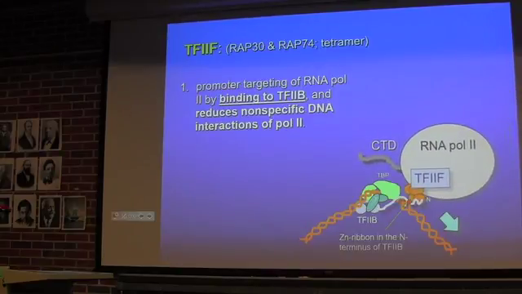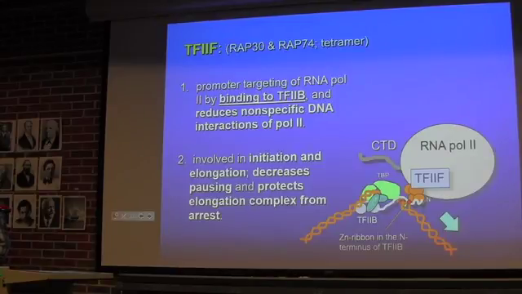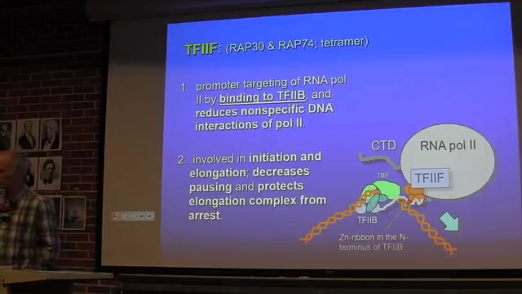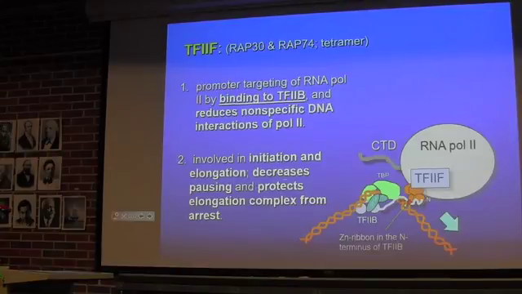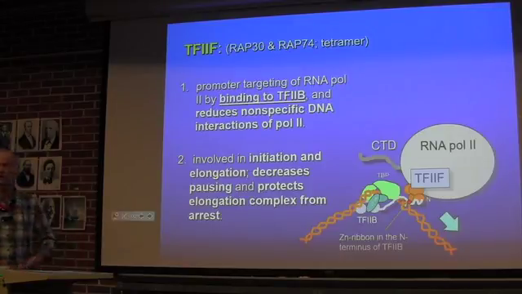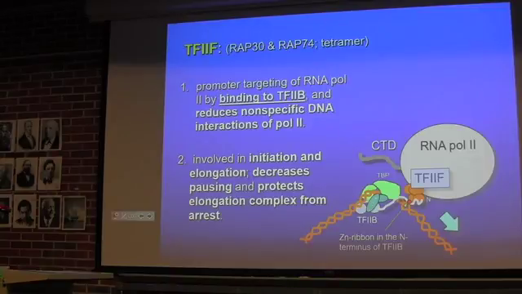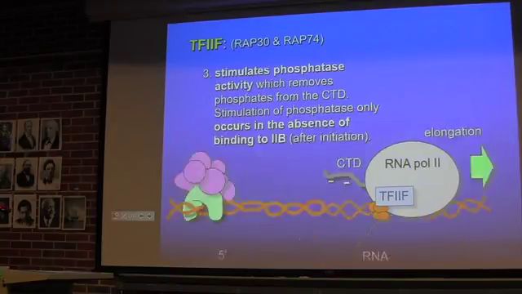So what does F do? Well, it serves as an attachment site for its own recruitment by B. It reduces nonspecific DNA interactions with the polymerase. It functions in initiation and elongation. So we have kind of vague ideas about what it does. You can see there's not a lot you can sink your teeth into here. It decreases pause and protects the elongation complex from arrest. It keeps things moving along. But we don't know a lot in terms of the details of mechanism with F.